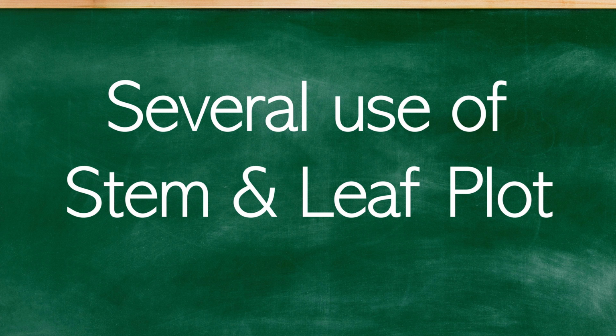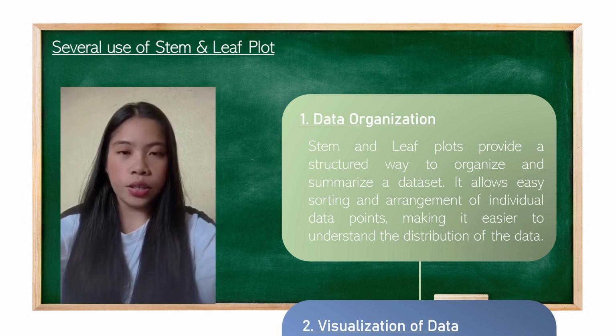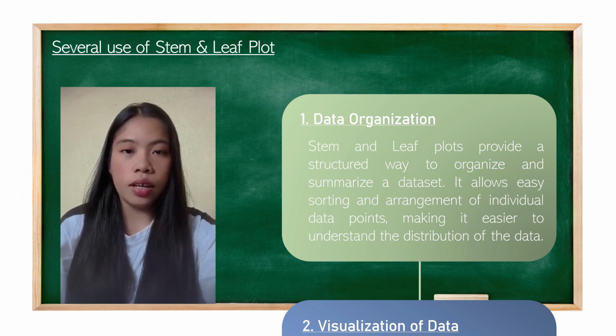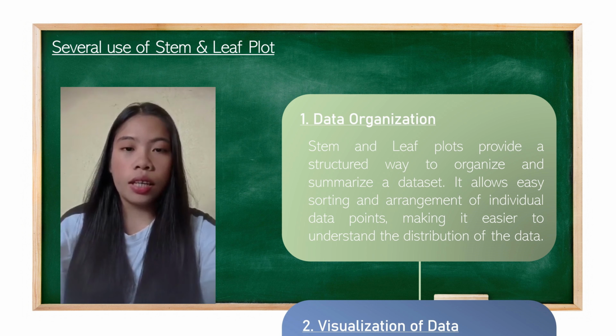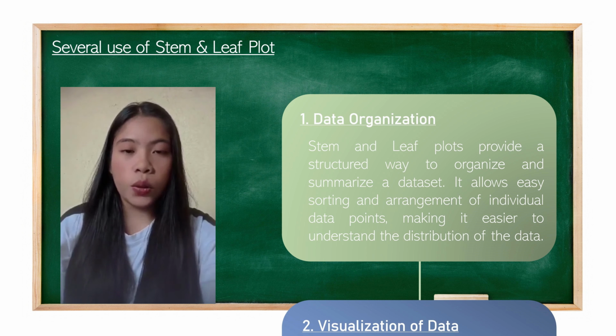Stem and leaf plots are useful in several ways. Number 1. Data organization. Stem and leaf plots provide a structured way to organize and summarize a data set. It allows easy sorting and arrangement of individual data points, making it easier to understand the distribution of the data.